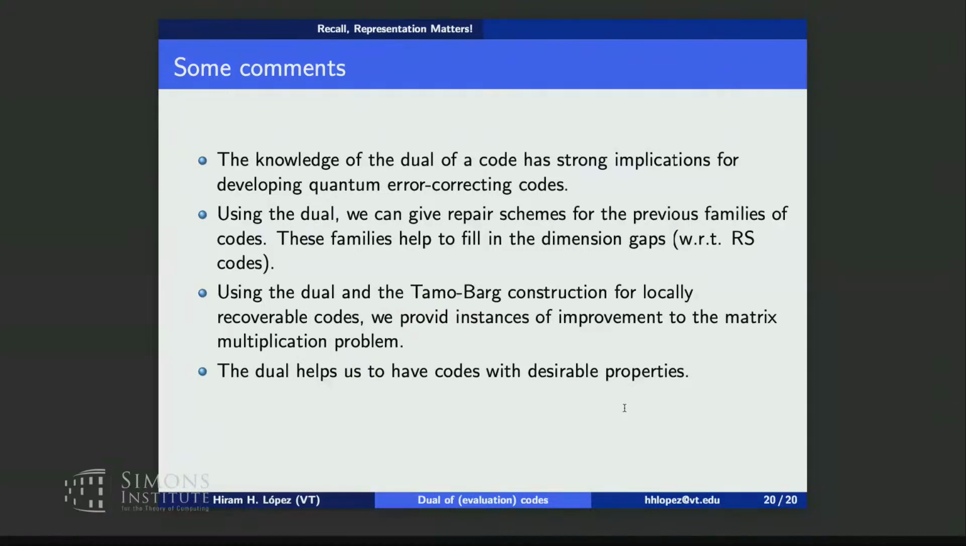And well, for all these kind of codes that I described, the tensor product or the Cartesian, you can play the same game as Mary and Barg had. So you can create repair schemes for those kind of codes. And when you use a Reed-Solomon code, you have some gaps on the dimension because you can use only certain dimensions. But now in this case, because you have a Cartesian set, you can play with the length of the entries, and you can fill in those gaps for the dimensions. And that's it. Thank you.